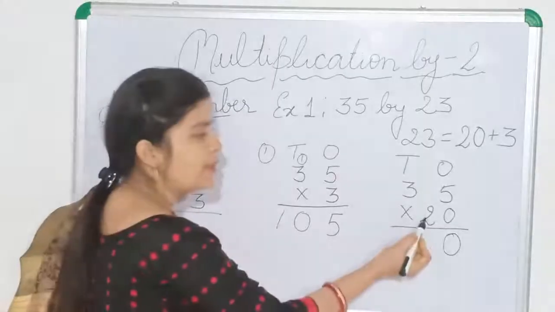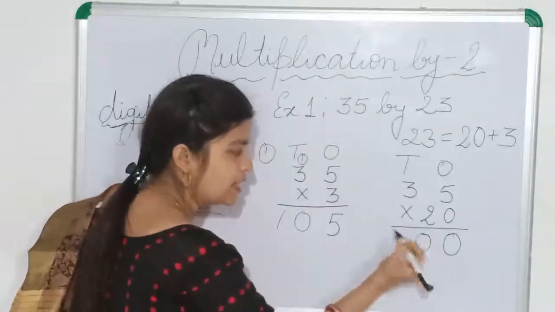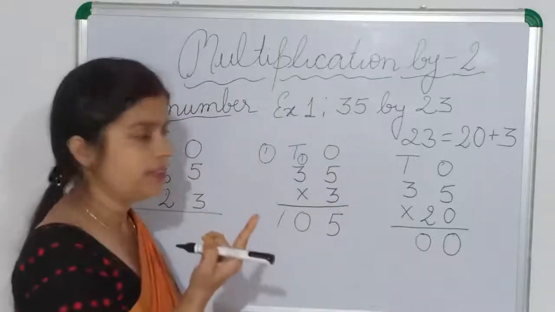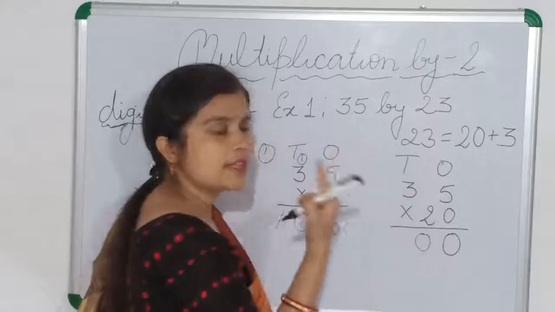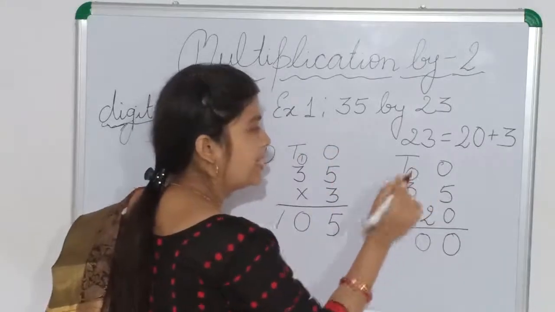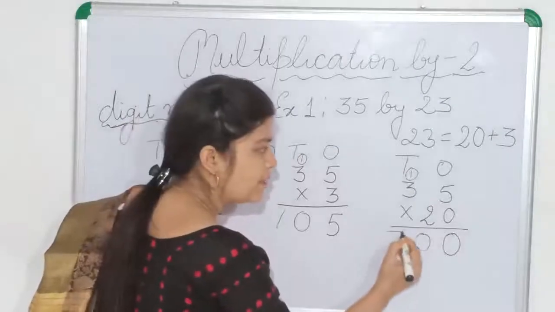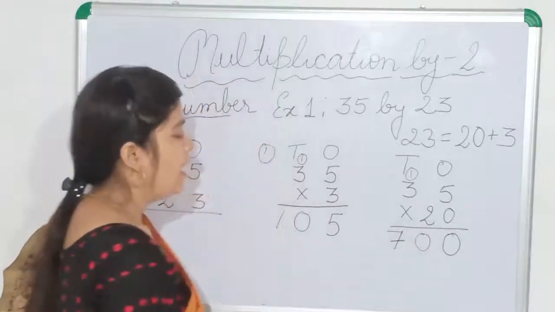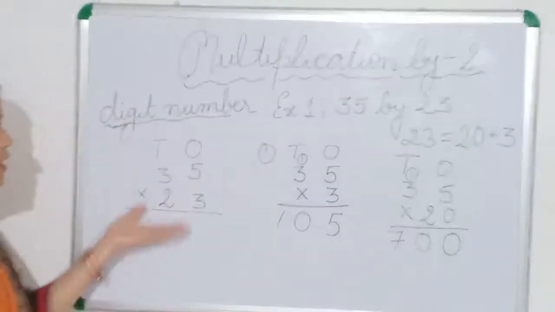So here it will be 2 fives are 10, 0 I will write here, and 1 I have to carry. Then 2 threes are 6, and 1 whatever I have carried I will add it. Okay, 2 threes are 6 plus 1, 7. It will be 700. And then both the products I will add. And I will show you how directly we can do it here.